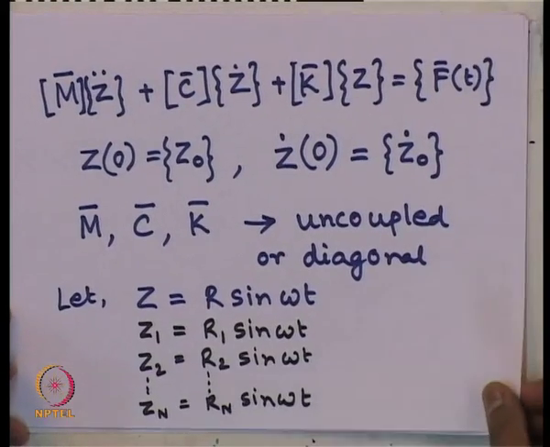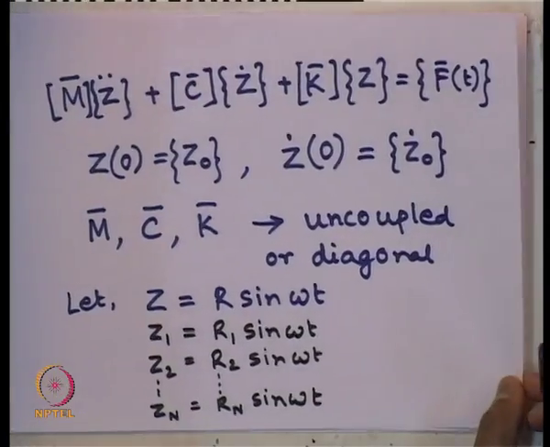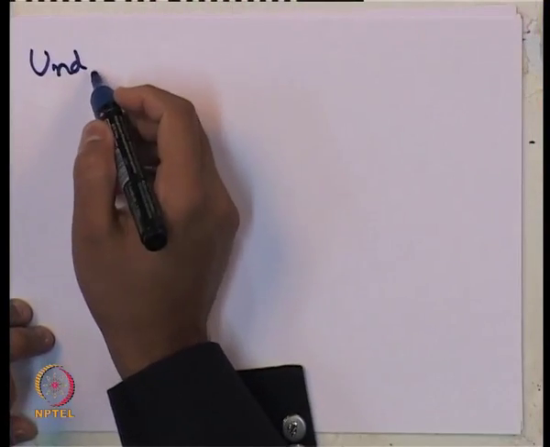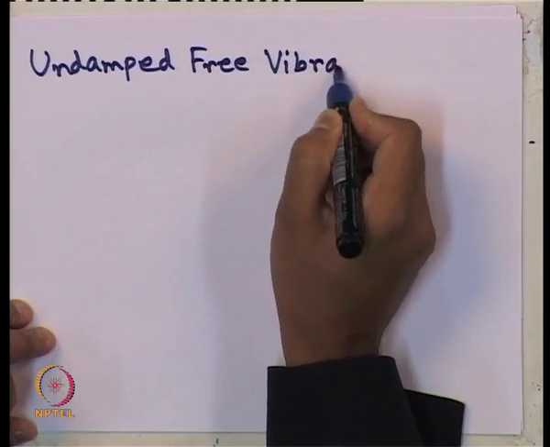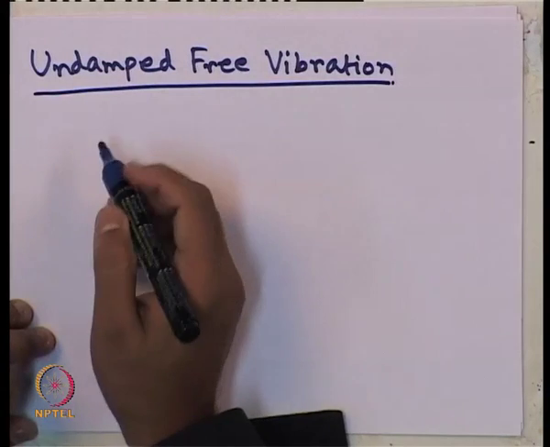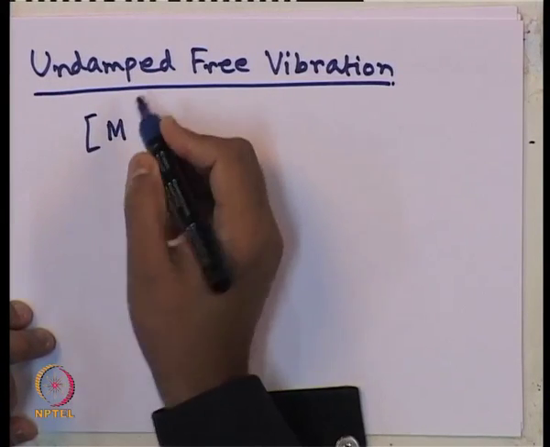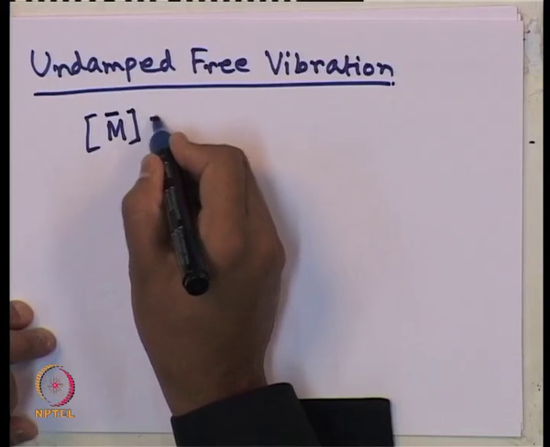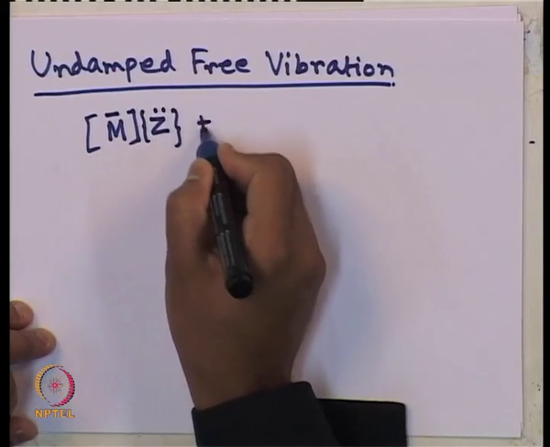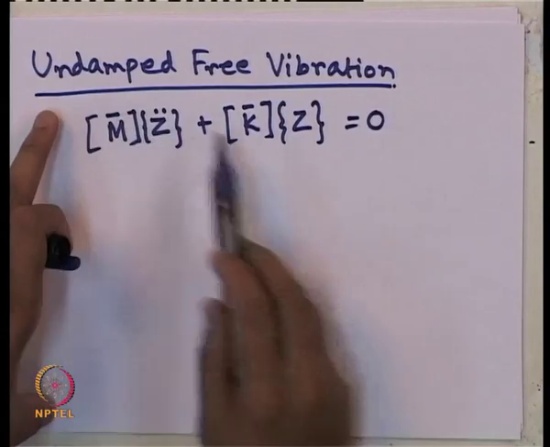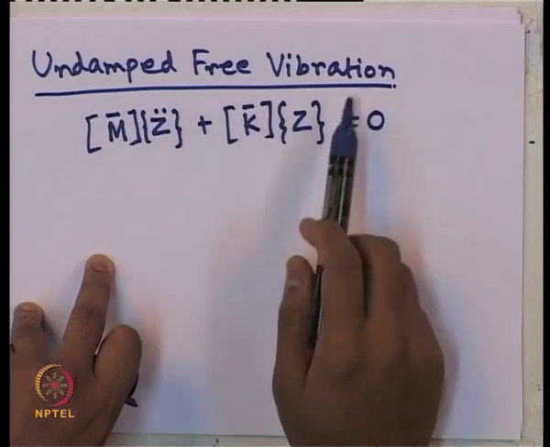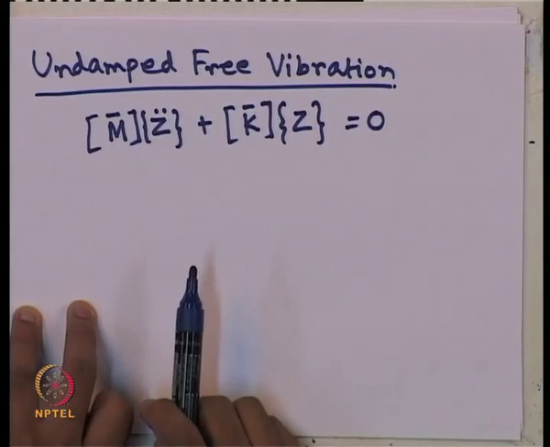Now, let us see for undamped free vibration how we can solve the problem. Let us consider the simplest case, then it can be applied to other cases also. So, for undamped free vibration, we are trying to find the solution. What we have is M bar z double dot plus k bar z equals 0, because it is undamped. So, the C matrix is not present, and because it is free vibration, the F bar vector is not present.